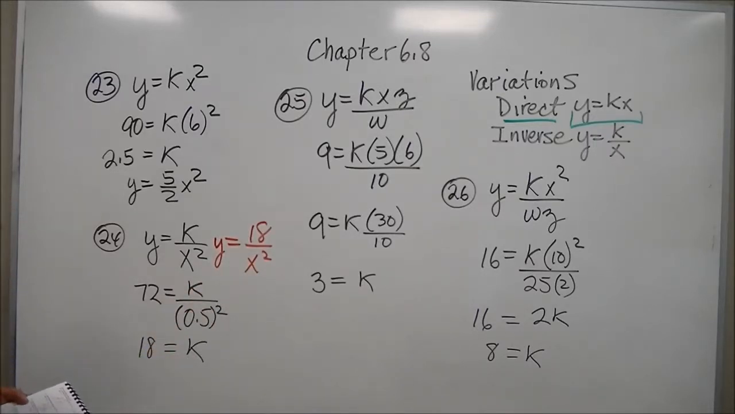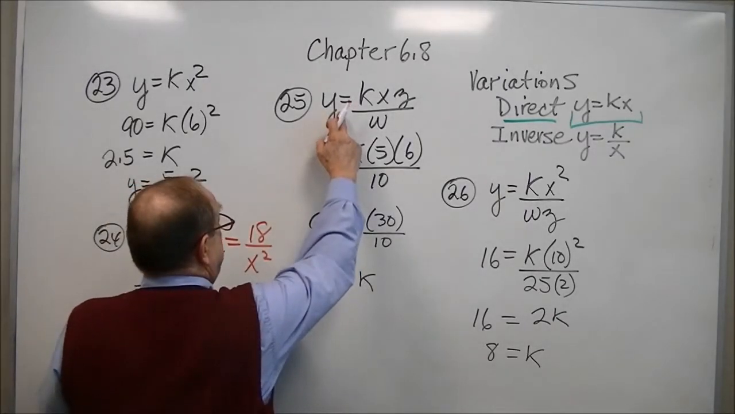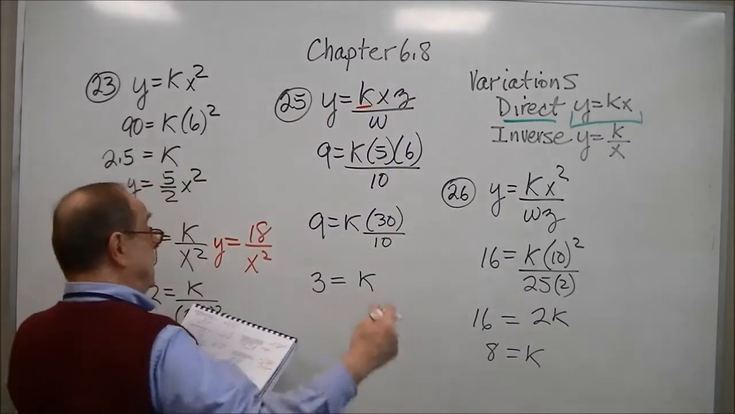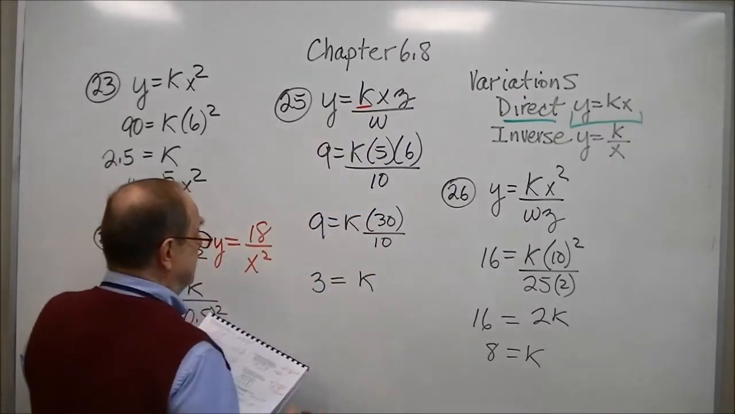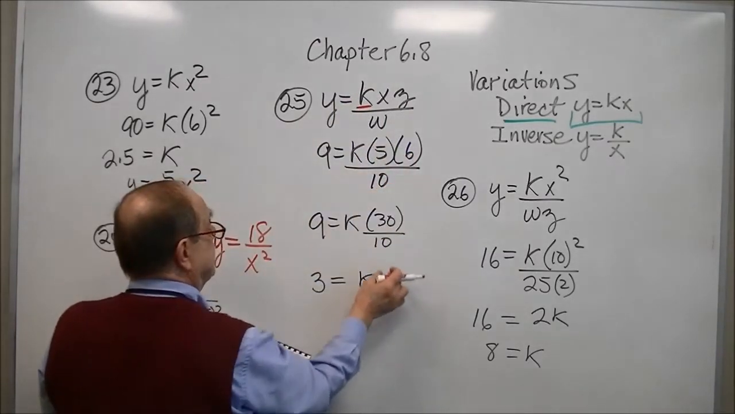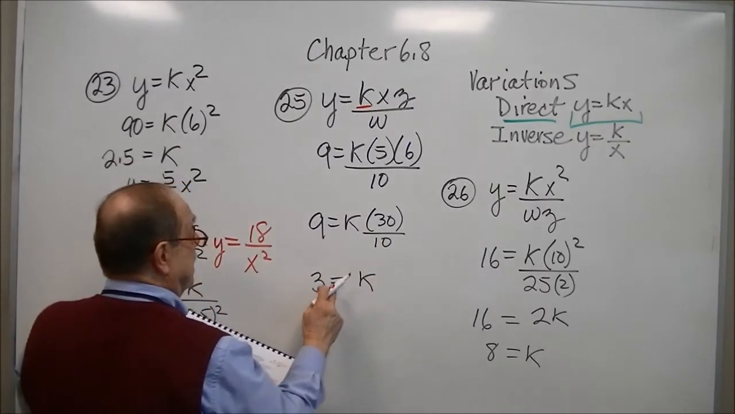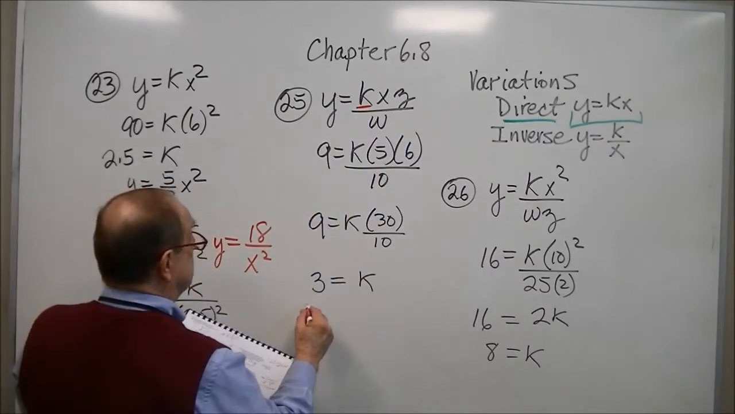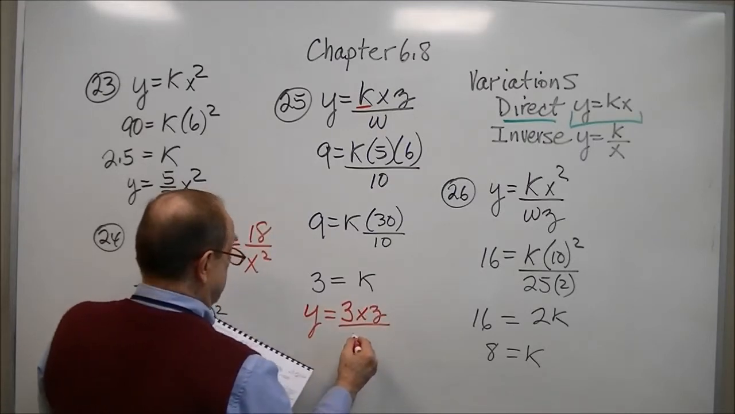For number 25, it says y varies jointly as x and z. So y varies jointly, x and z. And again, you need the k. And inversely as w. So anything inversely goes in the denominator. Then it's a matter of filling in. They're going to give you all these values. So this is 30, this is 10. 30 divided by 10 is 3. Divide both sides by 3, we get k is 3. So 9 divided by 3 is 3. So what will your formula be? Well, it's going to be y equals, k we know now is 3, xz over w.